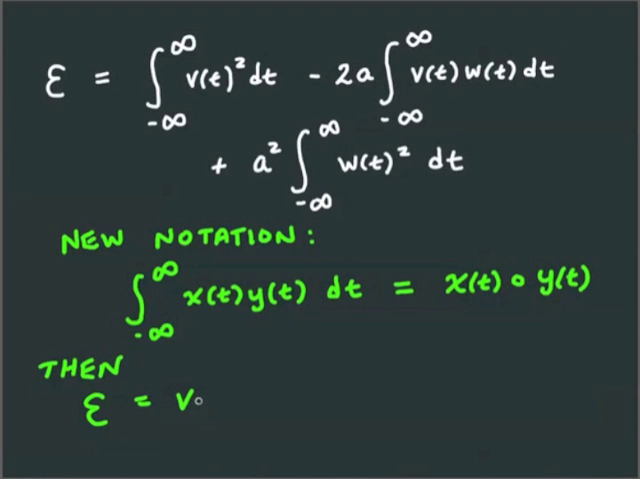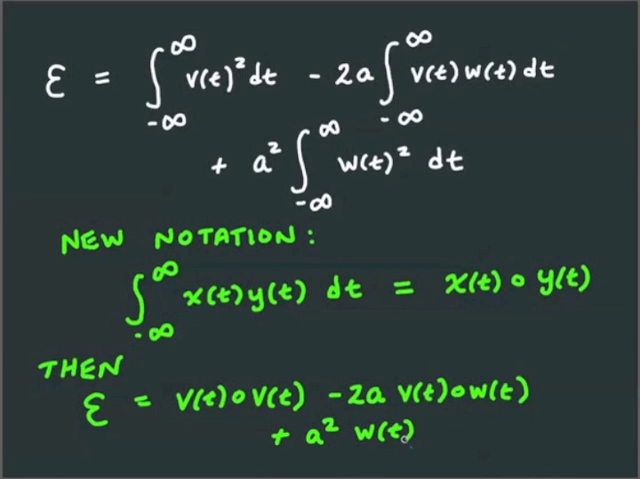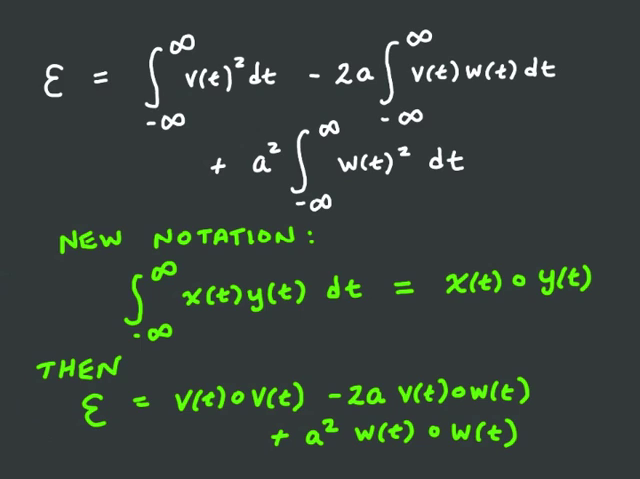So given that, I can now define my energy in terms of the signals. So it'll be V of t circle V of t minus 2a V of t circle W of t plus a squared W of t circle W of t. So we now have a nice, pretty way of writing out our energy in terms of our signals, and we don't have to show all those integrals. And furthermore, you'll notice if you go back to the previous lecture that this expression for epsilon looks very much like the expression for epsilon in that lecture.